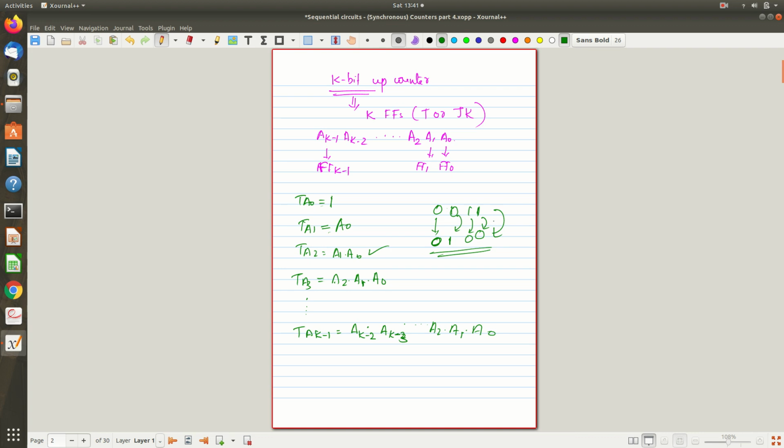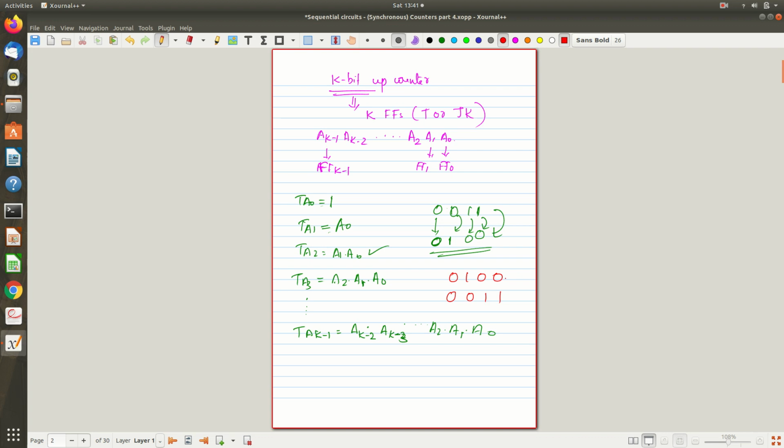Now what about the down counting? That is my question. Down counting, the opposite thing should happen. At any time, suppose it is the current state, the next state has to be 0 0 1 1. Now the question is how you will achieve this opposite thing.